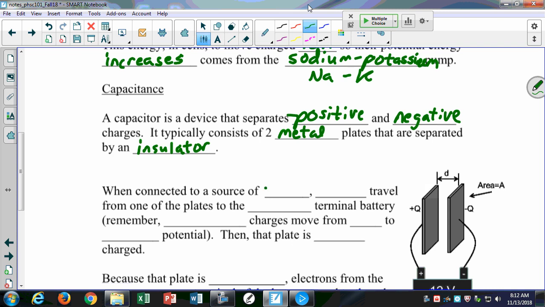potential, electrons travel from one of the plates to the positive terminal of the battery. So remember, negative charges, that's what we're talking about, negative charges, electrons, move from low to high potential, like moving up the mountain. Then that plate is positively charged.